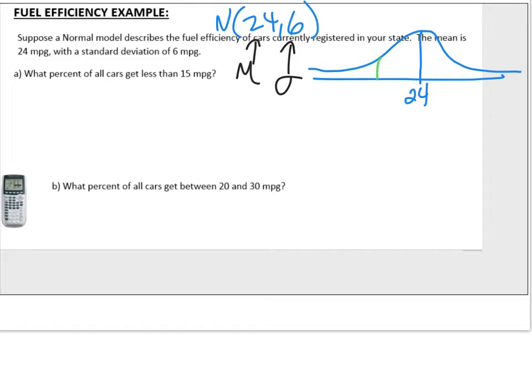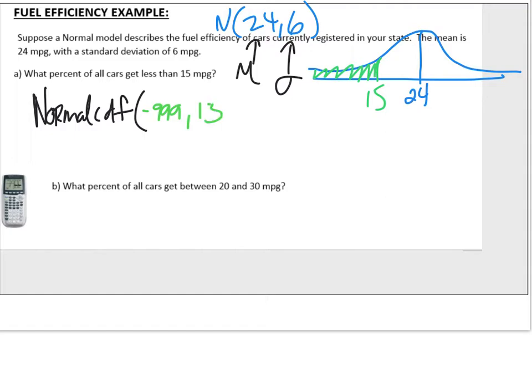In our picture, we want to look at cars that get less than 15 miles per gallon. So I'm just going to estimate 15 is right about there, and less than is going to be right in here. So what I can do is, again, piggyback off of normal CDF. Now if I do that, I have to list my lower bound and upper bound. The lower bound goes to negative infinity, so I'm just going to say negative 999. My upper bound is 15.